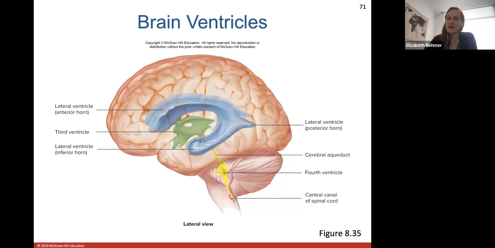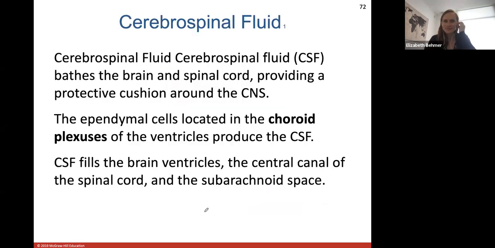The central canal then flows down the spinal cord with cerebrospinal fluid. And that's where you hear the word spinal taps, where they take out some of the cerebrospinal fluid to test it to measure some of your blood cell levels. So a little bit about cerebrospinal fluid. I already got ahead of myself talking about it.